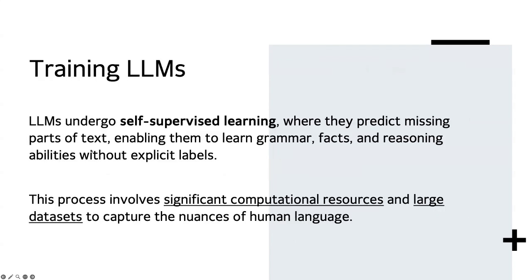When we train, LLMs undergo self-supervised or unsupervised learning, where they predict missing parts of text, enabling them to learn grammar, facts, or maybe some reasoning if they have undergone a lot of training. Here, we don't explicitly label the data, and they just learn by figuring it out. This process involves significant computational resources and large datasets to capture the nuance of human language.